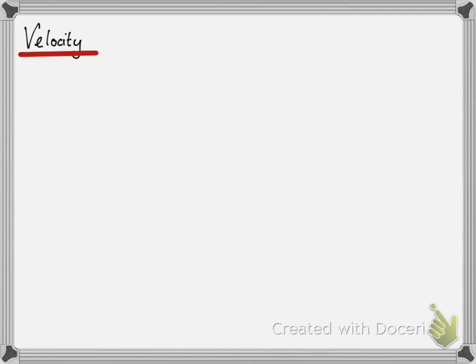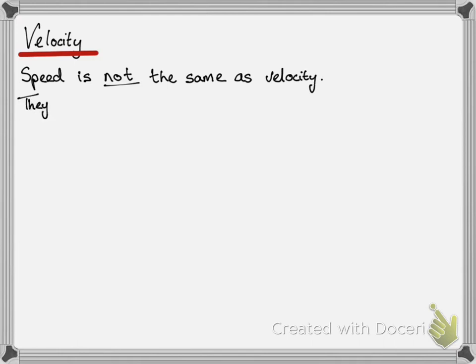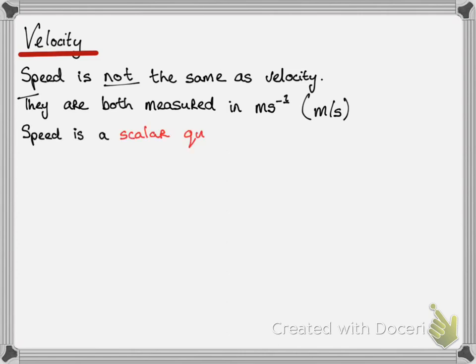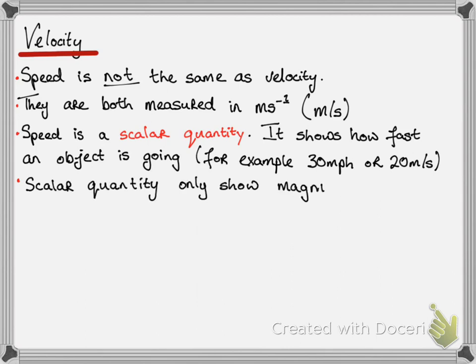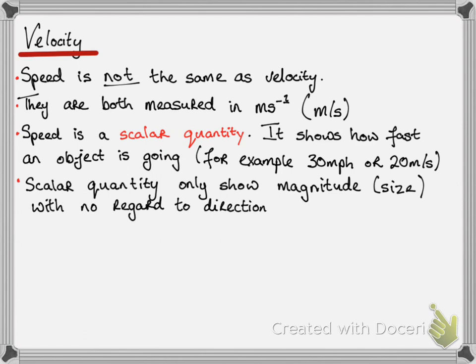So first thing, velocity. Speed is not the same as velocity. However, they are both measured in meters per second to the -1 or meters divided by seconds. Speed is a scalar quantity. It shows how fast an object is moving or going. For example, if a car is moving at 30 miles per hour or 20 meters per second. However, scalar quantities only show magnitude, so the size, with no regard to direction. So there's no indication of direction in them examples.